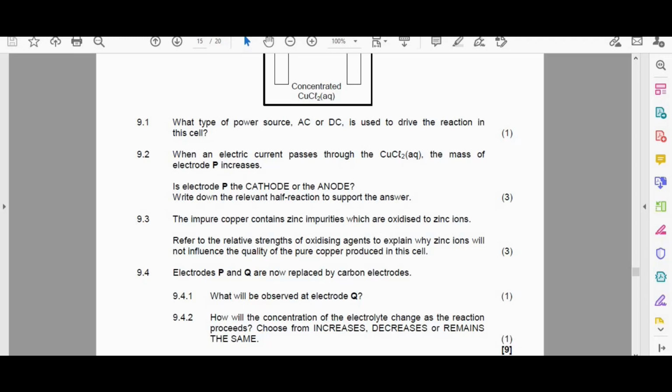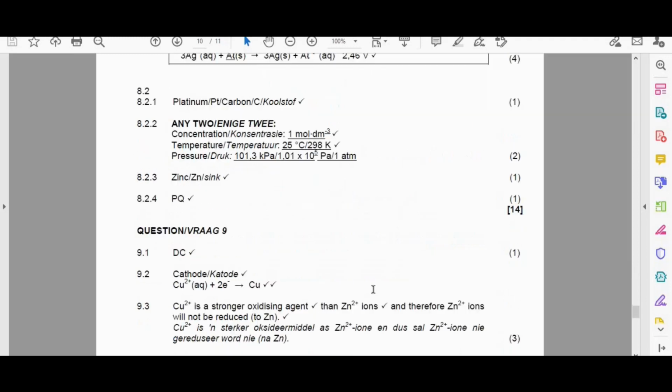To compare my answer to the memo, I just said copper, but copper 2 plus is a stronger oxidizing agent than the zinc 2 plus ions. Therefore the zinc 2 plus ions will not be reduced to zinc, which is zinc in the solid phase. In other words, there won't be any zinc forming on the electrode like copper.